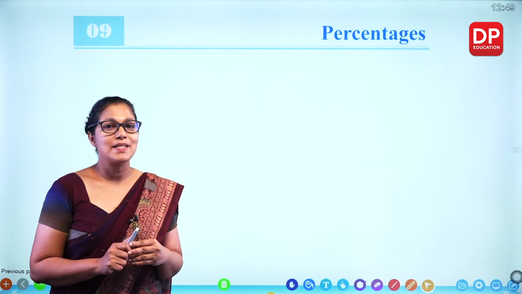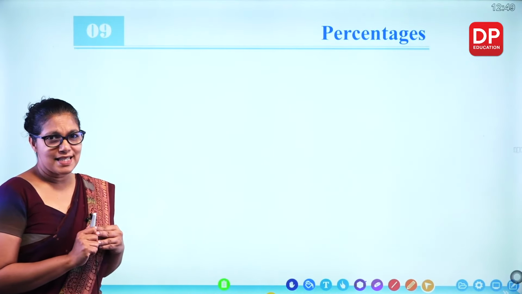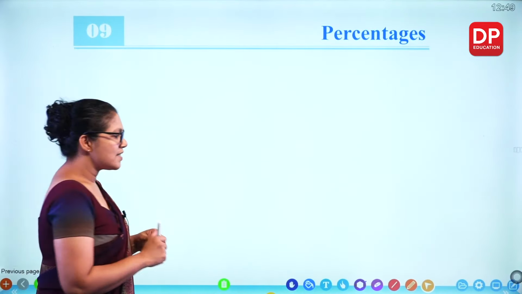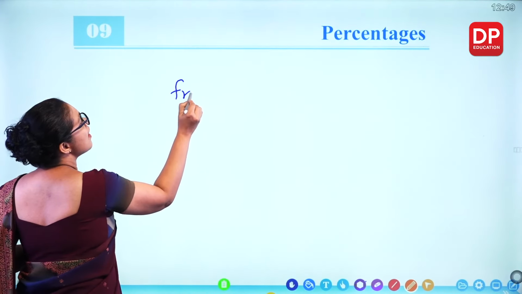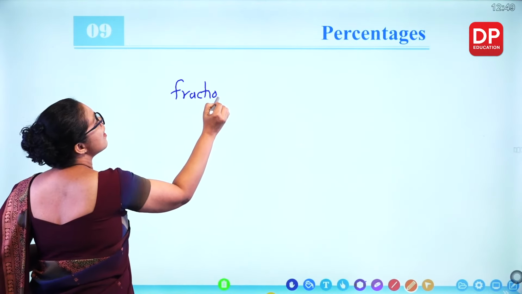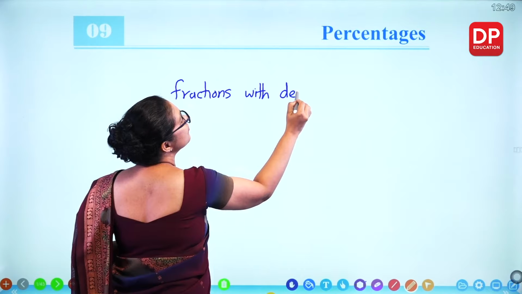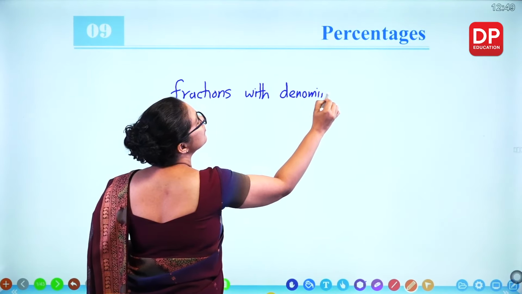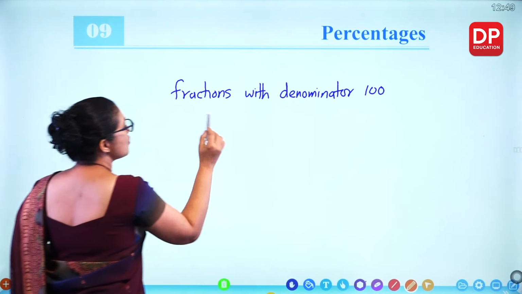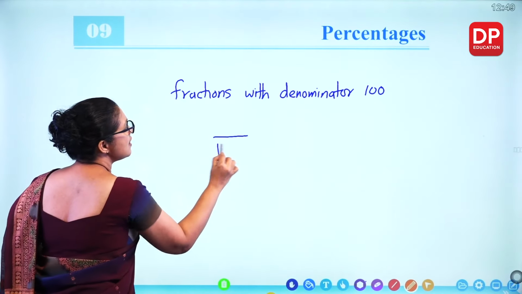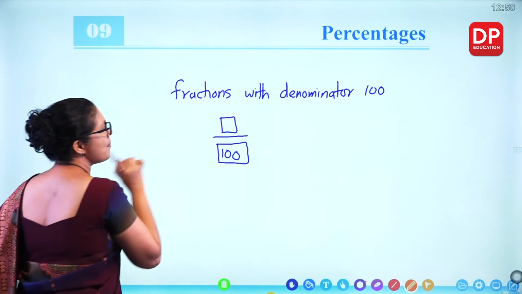So we started percentages in grade 10. So what are percentages? Percentages are fractions with denominator 100. So any fraction, the denominator is 100 and you get any number here.